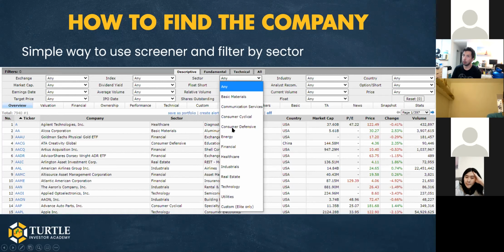In here, they don't call it consumer staples, but they call it consumer defensive. They are similar. So consumer defensive is the consumer staples. Healthcare is healthcare, so it's the same. Once you do that filter, you will know all the companies within that sector. So for people who are quite new to investing, it will help you to find companies or start the research, right?